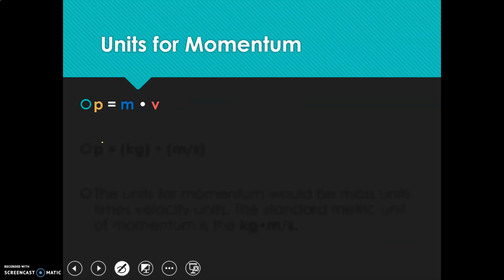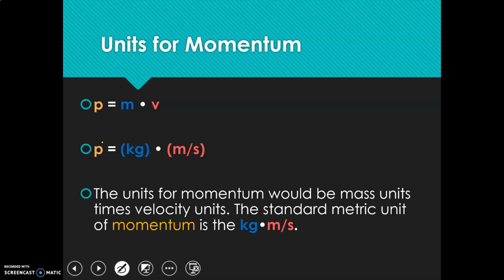All right, units for momentum. We said that the equation is P equals M times V, right? Well, P is momentum. Mass, we know the SI unit for mass is always kilograms here in physics, times the velocity. And we know the unit for velocity is always meters divided by seconds, meters per second. So the units for momentum would be kilogram times meter per second. And yes, you have to write those units every single time to get credit.